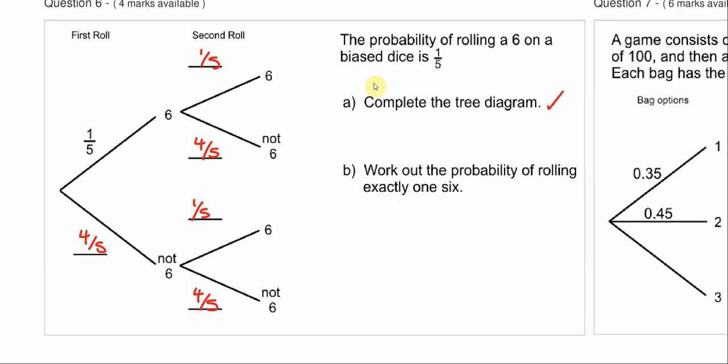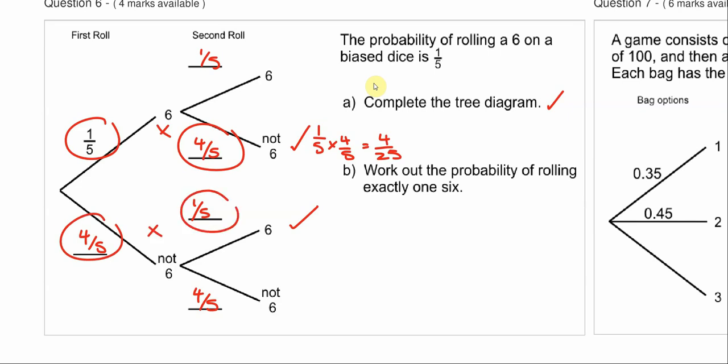Work out the probability of rolling exactly 1/6. So that could be the path of 6, then not 6. And that could be the path of not 6, then 6. Because this top path would be 2 6s, this top path would be no 6s. So calculating this top path, we do 1/5 times by 4/5, which would be 4/25.